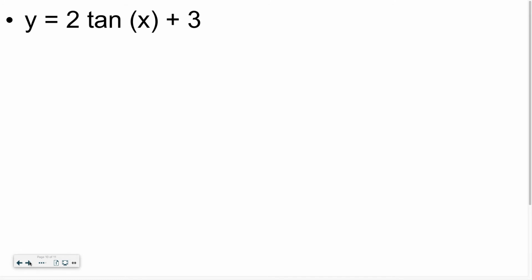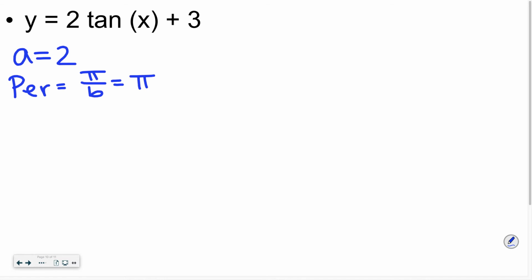Y equals 2 tangent of x plus 3. All right, do not identify amplitude, only identify A to be 2. That's going to tell us how tall to make the frame. Okay. Remember the period is now pi divided by B, but since B is 1, our period will remain pi. Do you see anything added or subtracted inside? All right. So for our starting point, there is no C value, but the D value is 3. So here's our starting point, 0, 3.